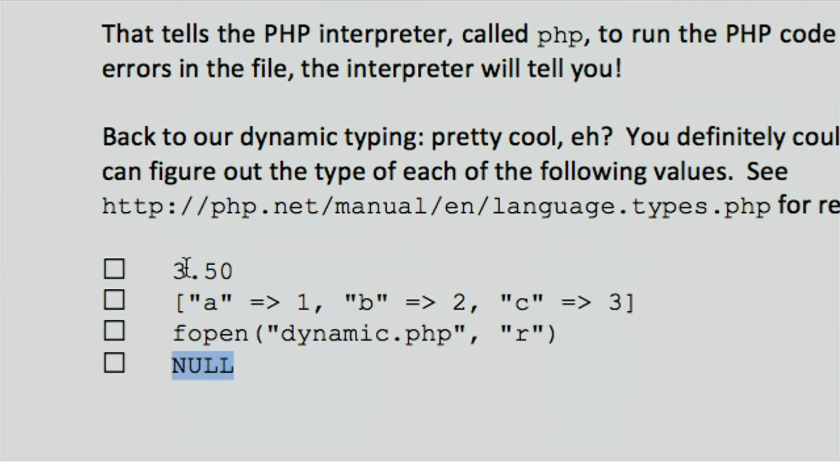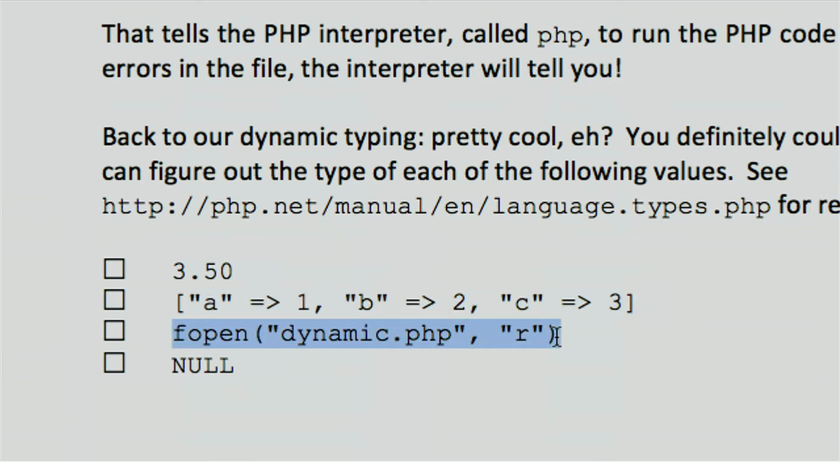We've got a few of these questions here in our problem set spec. Let's go through them really quickly, and we'll just go around the room. Charlotte, what type is 3.50? It's a double. Jimmy, what is this next one? An array. Awesome. And Jared, what is the fopen? It's a resource.